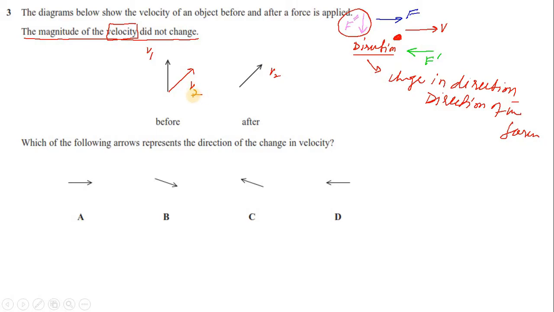This is your v2 velocity vector. So this will be your change in the velocity, change in the direction, delta v. So force is always applied to change the direction. That means the direction of the applied force and the direction of the change in velocity will be the same. So you see which arrow is in the direction of delta v. Of course it's B. That means force has been applied in that direction. That's why the direction of the velocity has changed that much. So option should be B.